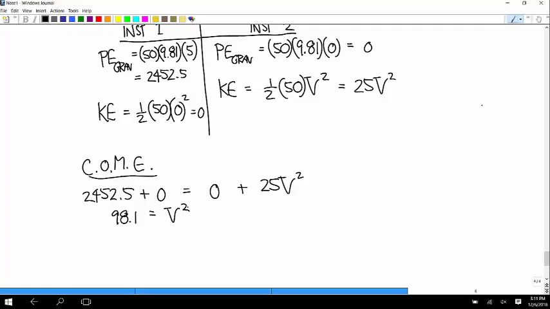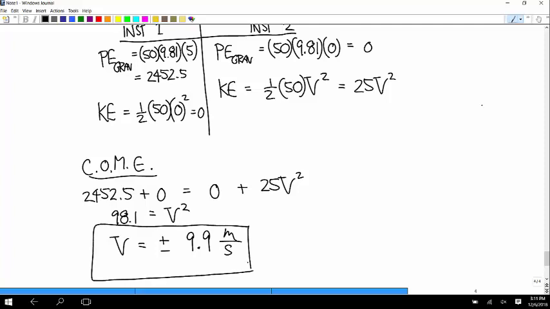And then v is equal to plus or minus, what's the square root of that? 9.9 meters per second. So at the bottom of that 5-meter hill, the skier's speed is 9.9 meters per second. Any questions about that?